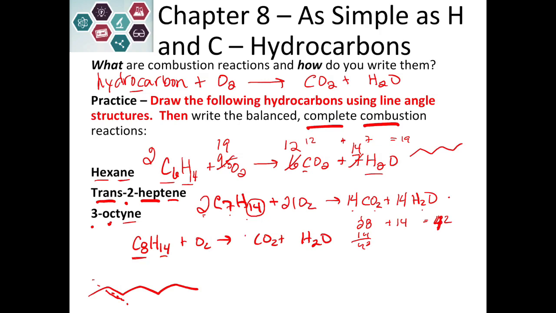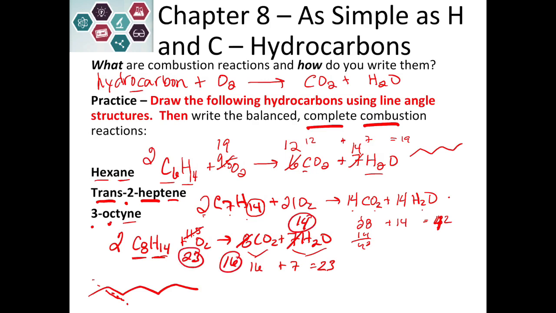So 8 carbons, 14 hydrogens means I need 7 waters. This is going to give me 16 plus 7 is 23. Half of 23 is 11 and a half. So again, we're ending up with a half. So we multiply everything by 2. And there's your coefficients for your balanced reaction for the last one.